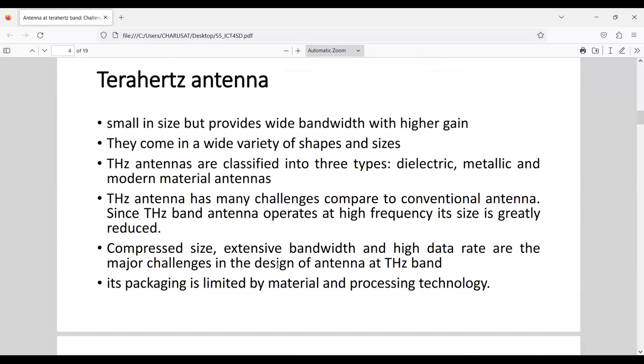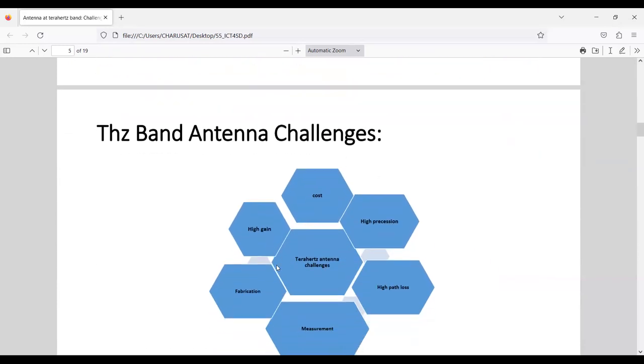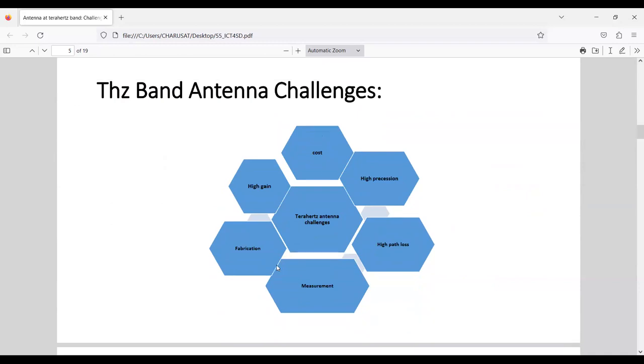So this is the introduction to the terahertz band antenna: they are small in size, but they provide wide bandwidth as we have discussed earlier. And this antenna, in order to transmit and receive signals, has a very widespread growth. So the literature review has been covered throughout the paper that we are going to discuss. Before that, let us discuss what terahertz band antenna challenges we will be facing when we are going to fabricate it in future.